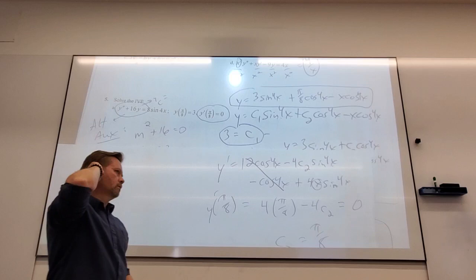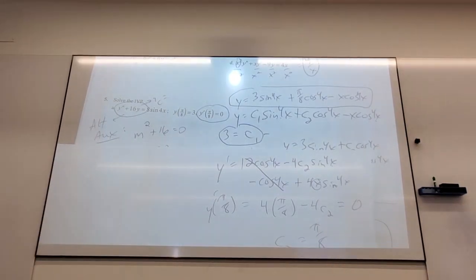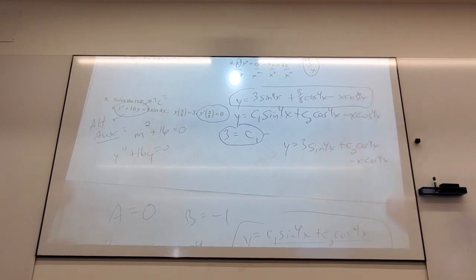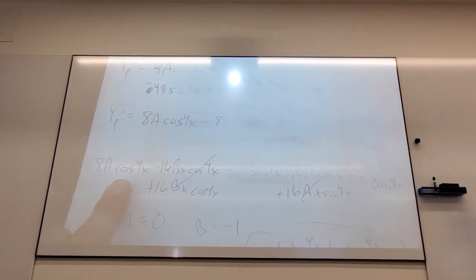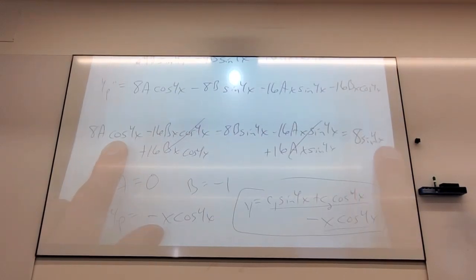Could you go back to where you got A is equal to 0? Oh, that's way back here. So if I equate coefficients, there are no cosine 4x's, therefore this must be 0.